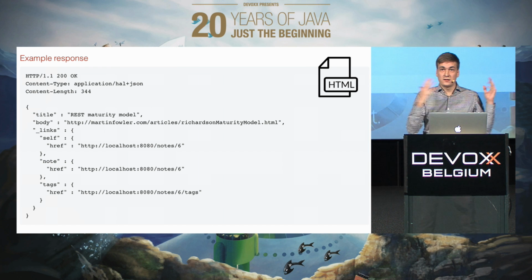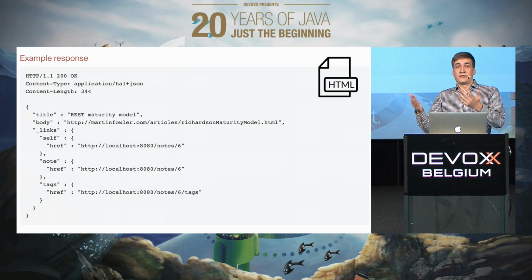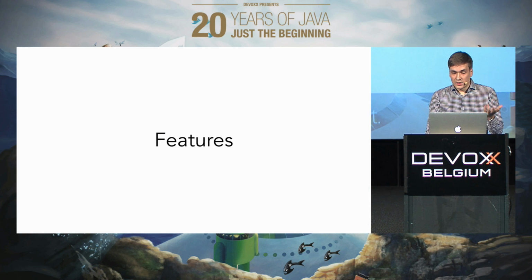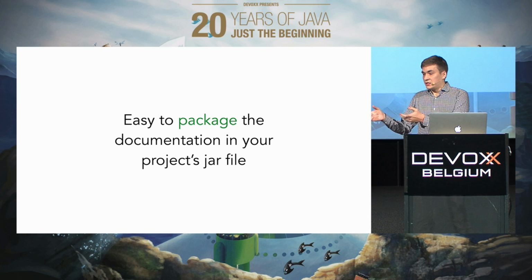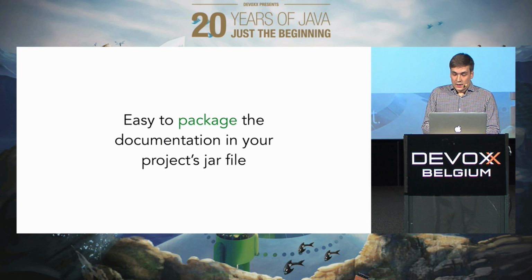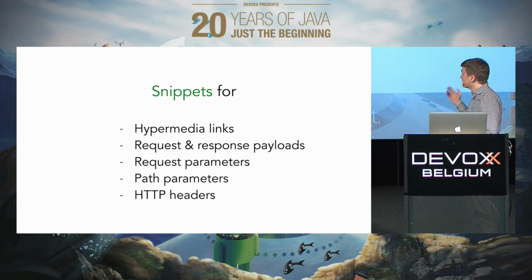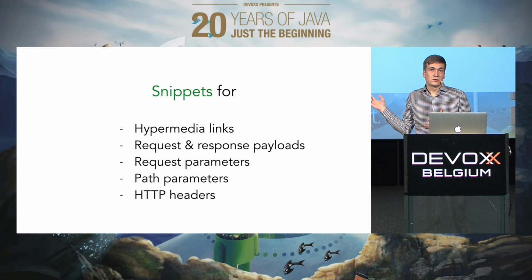Okay, so aside from this standard flow, which is the basic functionality, there are also some extra features that are provided. So one of the features is that it's really easy to package the documentation in your product delivery. So this can be a jar file, a WAR file, EAR file, whatever, and you can really easily configure it so that these HTMLs are packaged inside, so that when you deploy it, you also deploy, aside from your API, the documentation, the HTMLs. Then there's also the possibility to do other snippets than the one we talked about. You've got the hypermedia links. So that one we saw already, the request and response payloads as well. But you can also document request parameters, path parameters, and HTTP headers, also in a similar way with tables.